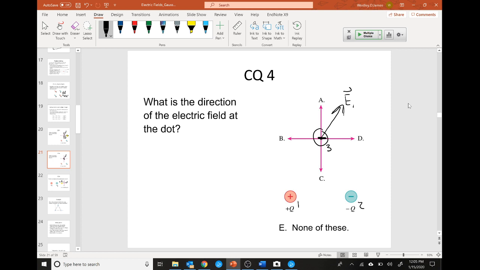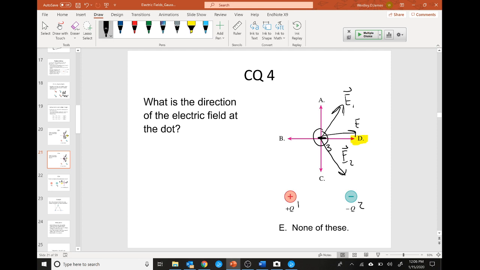All right, let's do charge 2. We ignore 1, we ignore 3. We're looking at the electric field here due to the negative charge. It points this way. Last one, what is the electric field at this point due to charge 3 itself? 0, it doesn't make one. So my net electric field is still this way.